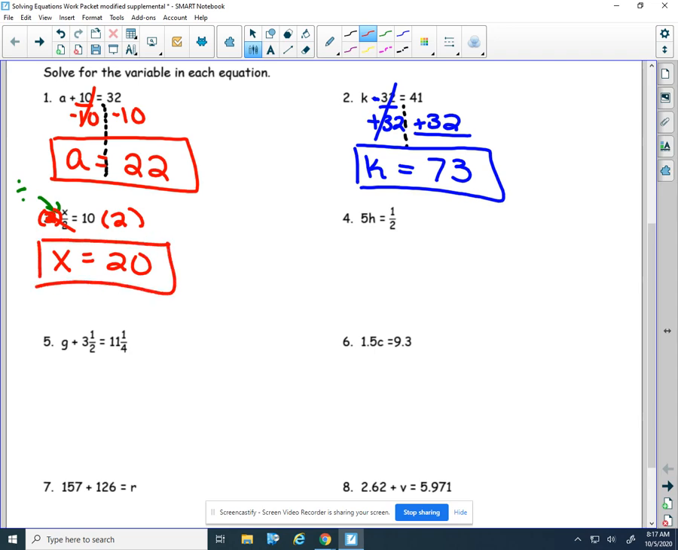We're going to do 2 more over here, and then you guys are going to finish the rest on your own. When you have a letter and a number next to each other, it means, whoops, I spelled multiply wrong. It means multiply.